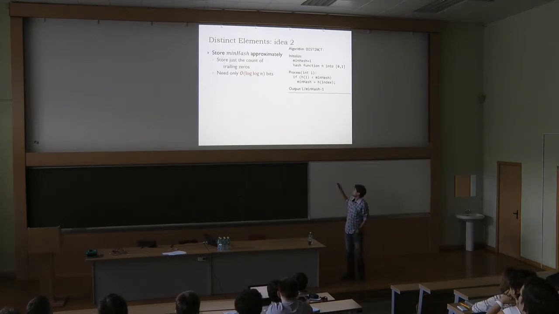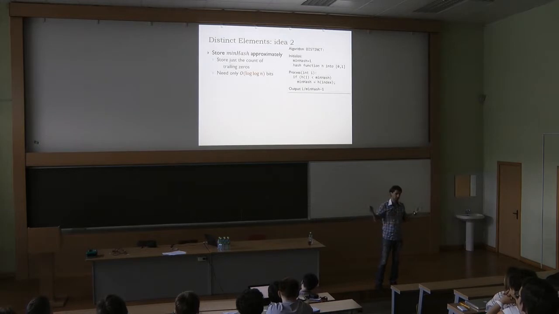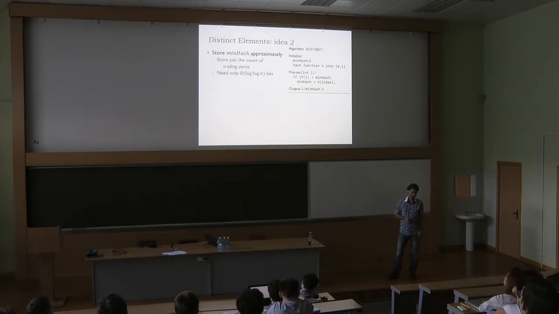But what you can actually do is store this number approximately. Think about 1 over min hash as a number between 1 and n. If you store exactly the number, it takes you log n bits. But if you store it up to an approximation, say 2, then you need only log log n bits. So officially, this will be the new algorithm.